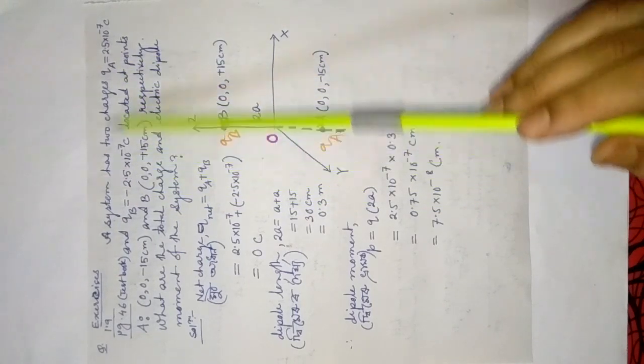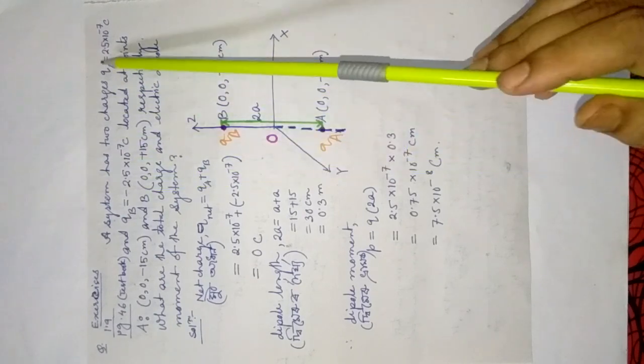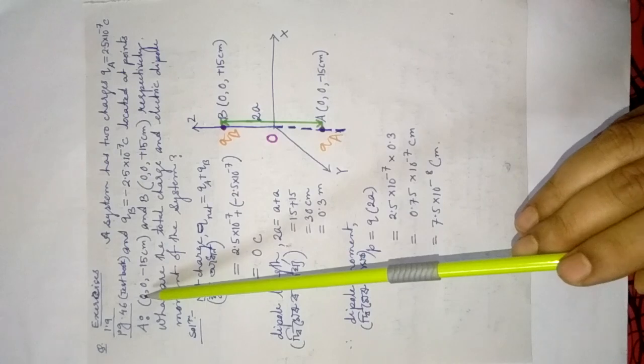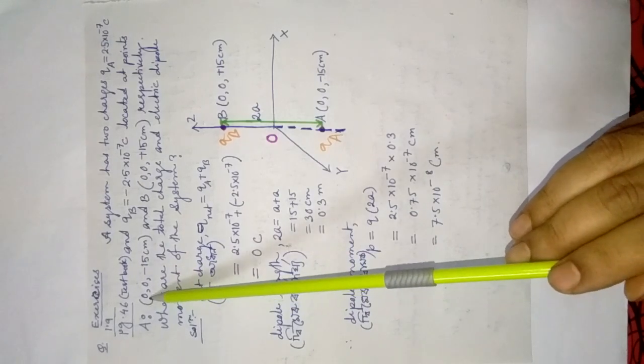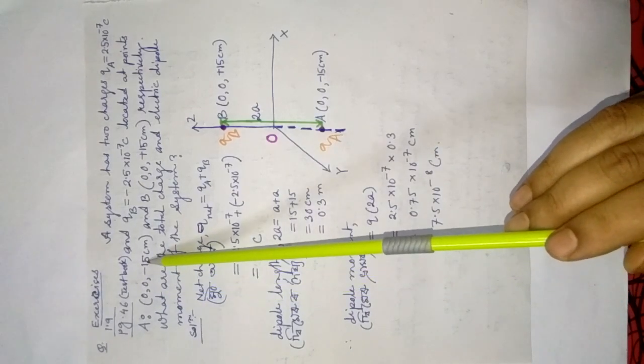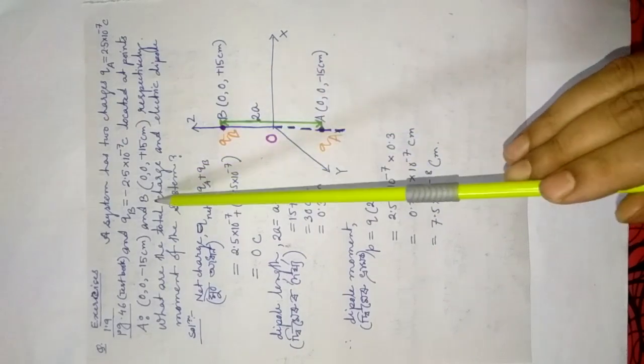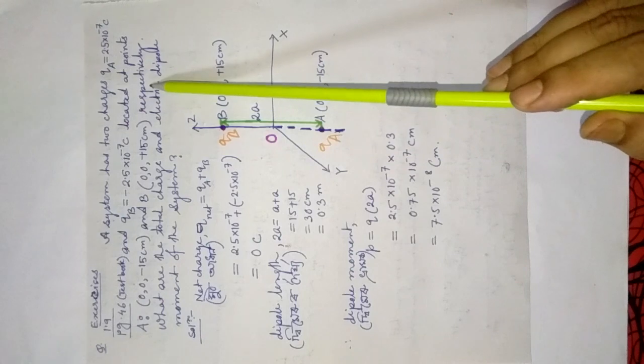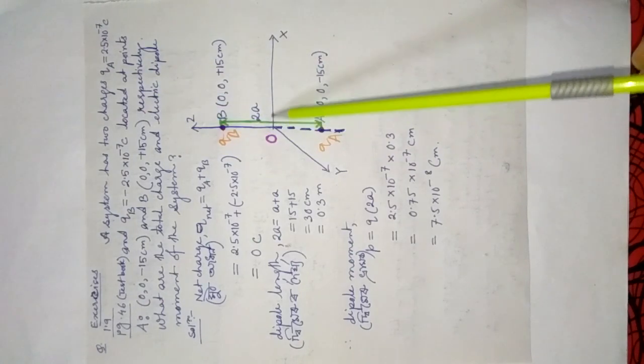This is a dipole. Why? The magnitudes are the same, but one is positively charged and the other is negatively charged. They are located at points A and B, and the coordinates are given. A is x equal to 0, y equal to 0, and z equal to minus 15, and B is x equal to 0, y equal to 0, z equal to plus 15 centimeter respectively. You can check this coordinate system.